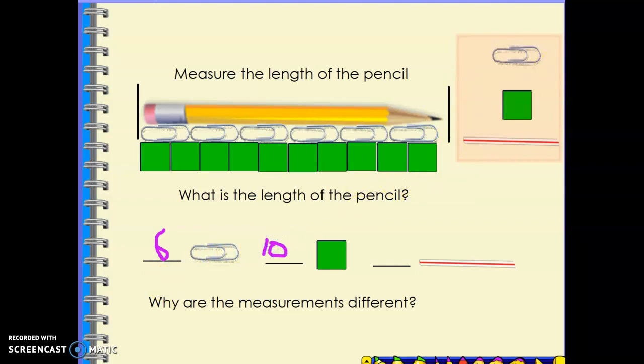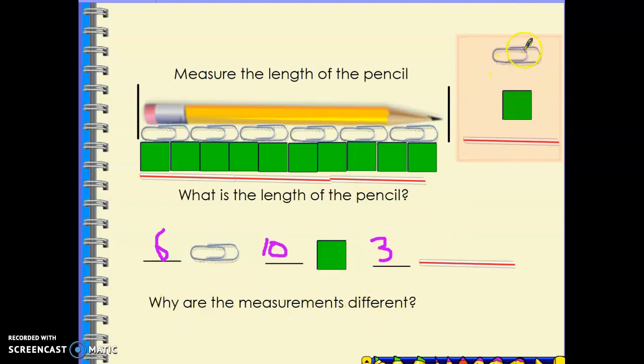Alright, so now let's use the straw to measure. 1, end to end, 2, and 3. We're going to say that the pencil is about 6 paper clips long, 10 green squares long, and 3 straws long. Why are the measurements different?